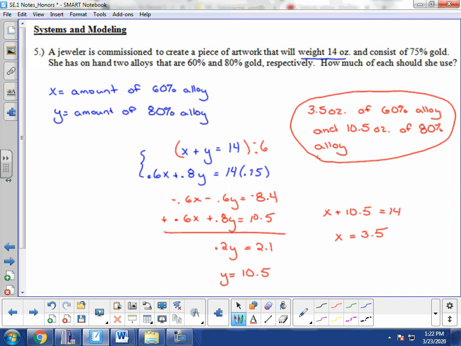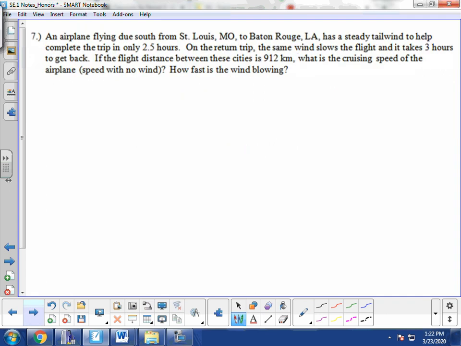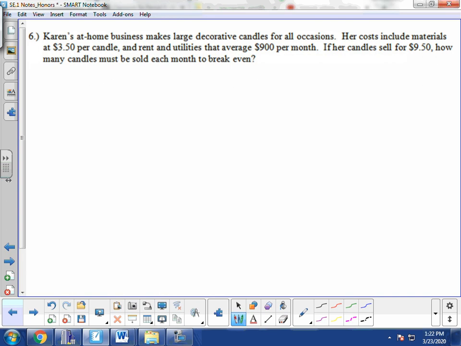Problem 6. Problem 6 is going to be a little bit different because we don't actually have two identical variables in problem 6. It says Karen's at-home business makes large decorative candles for all occasions. Her costs include materials at $3.50 per candle and rent and utilities that average $900 per month.